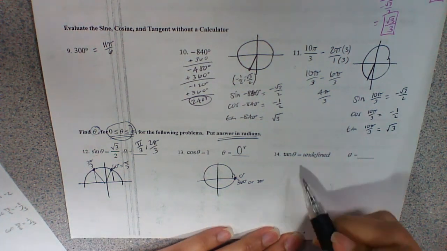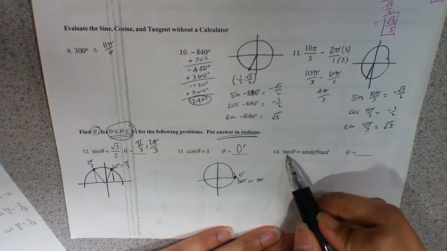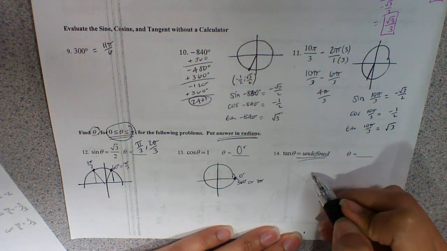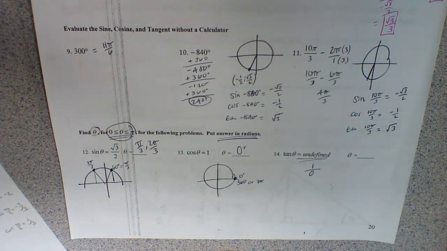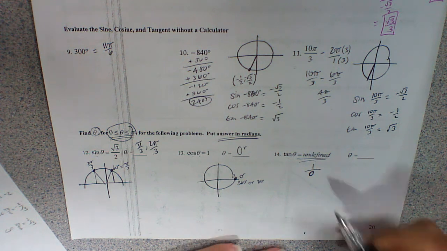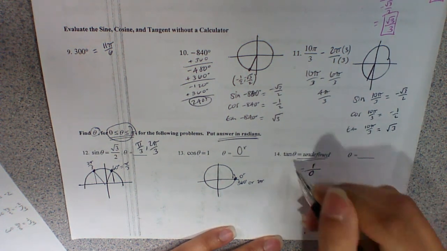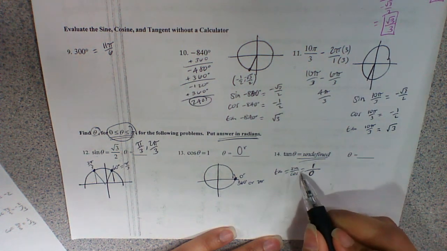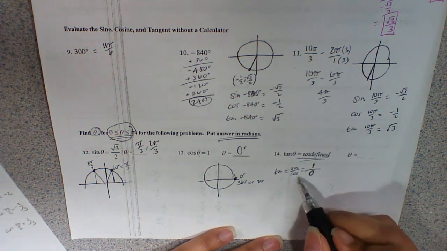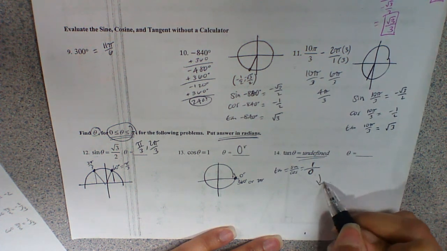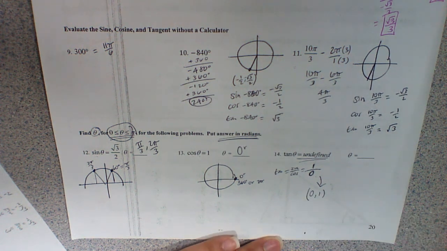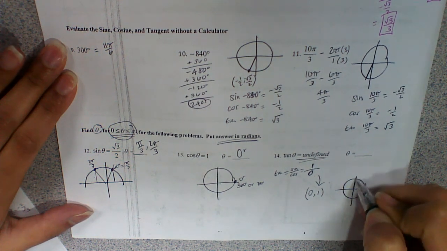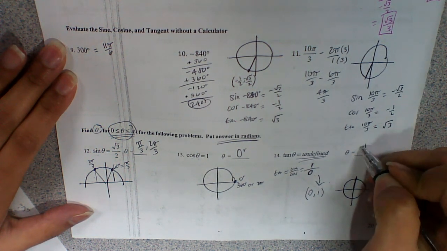Number 14, it's asking you for what angle is tangent undefined. Now we've talked about this a little bit. You only have undefined answers when you have a 0 at the bottom. And with a 0, the only thing that's on the unit circle is a 1. Because we're talking about tangent, we know tangent is sine over cos. So for what angle is sine 1 and cos 0? If you translate that into a point, that would come out to be (0, 1). Where is that point? It's at 90 degrees, so right up here. And of course we have to write it in radians, so pi over 2.